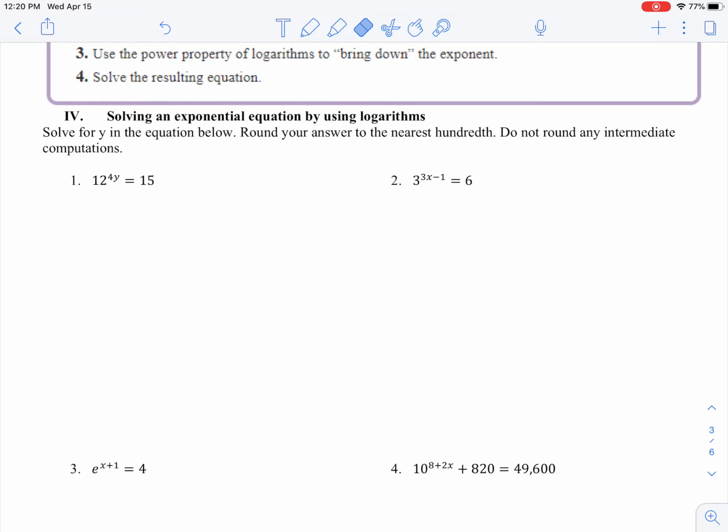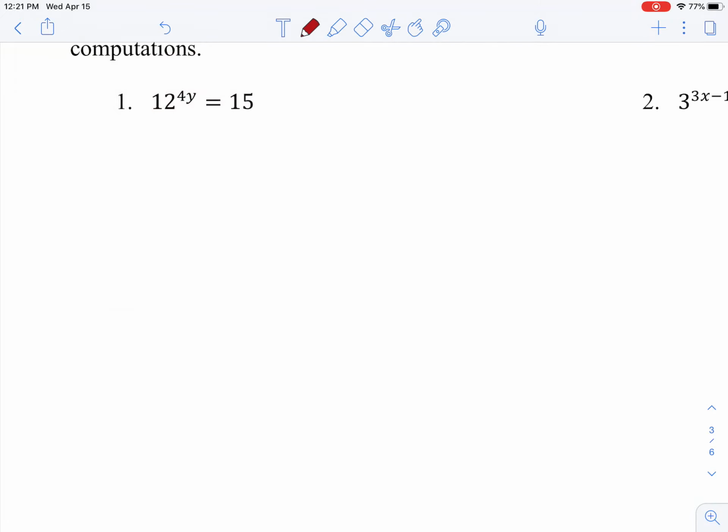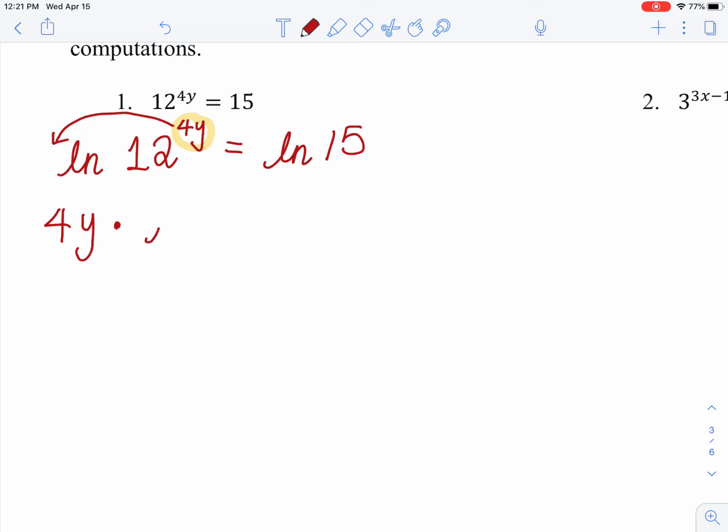As you can see, the exponential expression is isolated by itself on the left. It says 12 raised to the 4y power. Now, I'm going to take natural log of both sides. You can take common log of both sides, that's up to you, but you're going to get the same answer. You will get natural log of 12 raised to the 4y equals natural log of 15. After that, bring down the exponent using the power property. So you will have 4y times natural log of 12 equals natural log of 15.